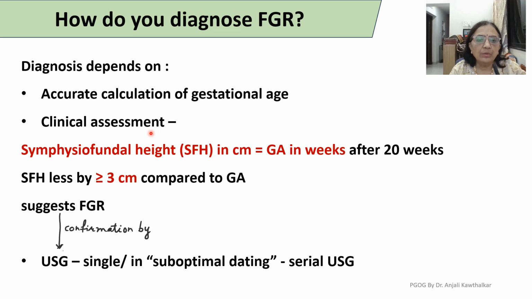Clinically, we do try to assess the given patient for the presence or absence of fetal growth restriction. How we do the clinical assessment is we measure from the superior border of the symphysis pubis to the fundus, the symphysiofundal height in centimeters, and this symphysiofundal height is equal to gestational age in weeks after 20 weeks of pregnancy. Anytime there is a lag in that symphysiofundal height, less by greater than or equal to 3 centimeters compared to gestational age, that is suggestive of fetal growth restriction.